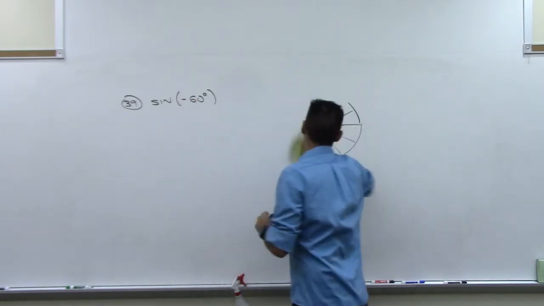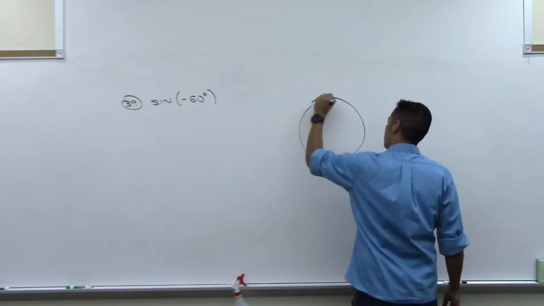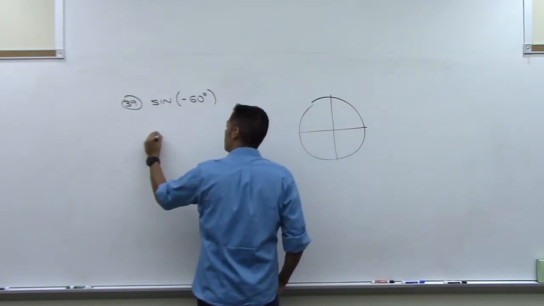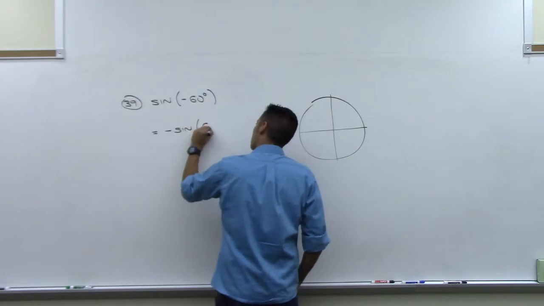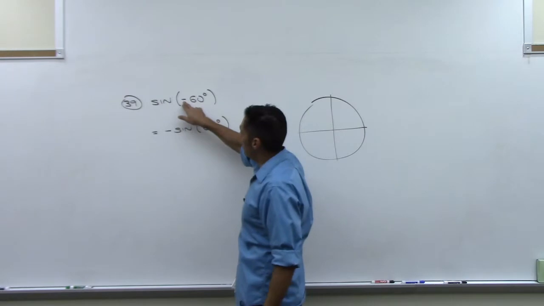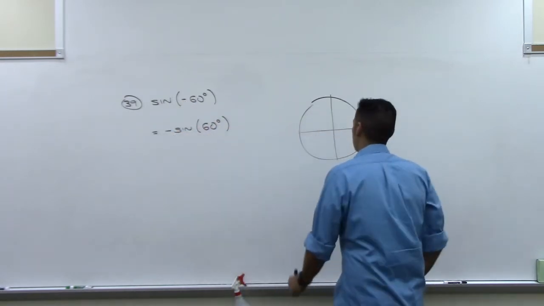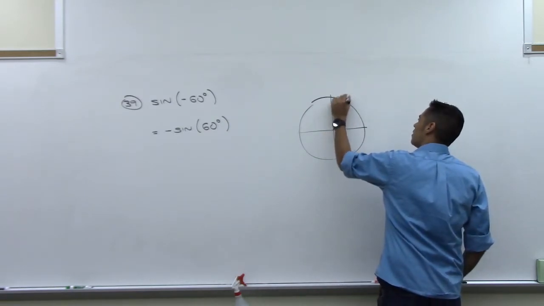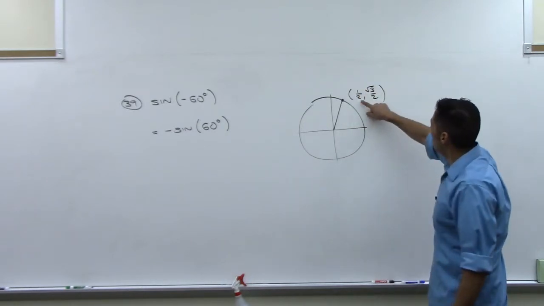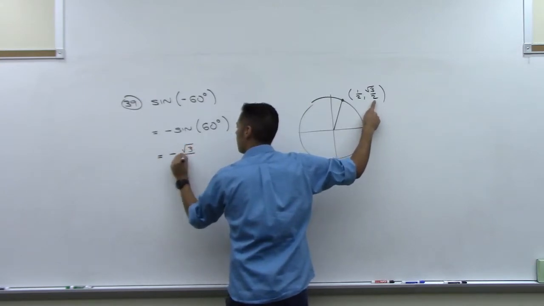Now we could just go to negative 60 degrees, but what we're going to do instead is use the even and odd properties. So sine is an odd function, which means this is equivalent to negative sine of 60 degrees. If you have a negative in a sine, you can almost look at it like the negative comes out. So 60 degrees is right here. That's a common point. And sine is the y-coordinate, so this should be negative root 3 over 2.